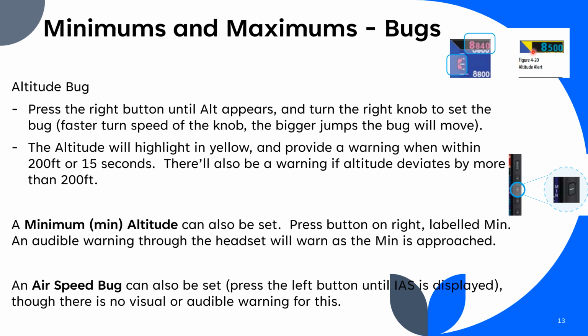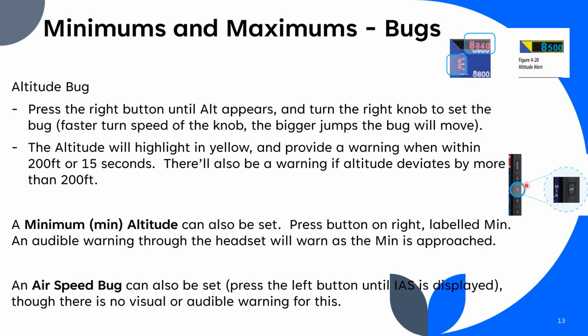The altitude will be highlighted in yellow and provide a warning within 200 feet or 15 seconds. So you'll hear a tune over your headset and it will flash yellow. Once at, say, 8,500 feet, there will be a warning if the altitude deviates by more than 200 feet from this.